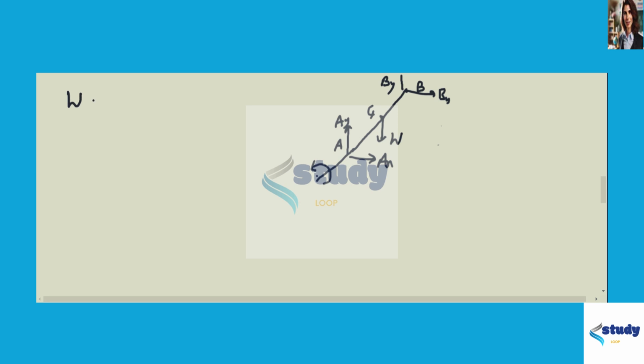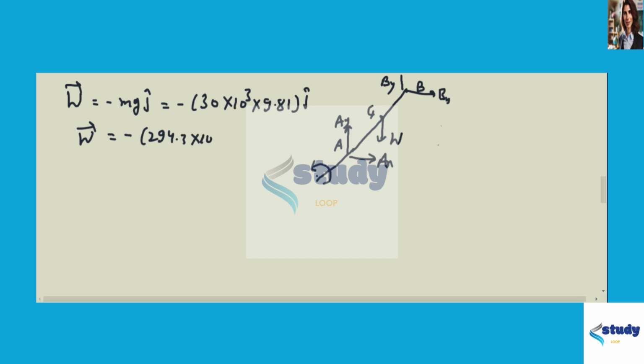Weight will be mg j cap, that is minus 30 into 10 to the power 3 into 9.81 j cap. So it can be written as minus 294.3 into 10 to the power 3 Newton j cap.